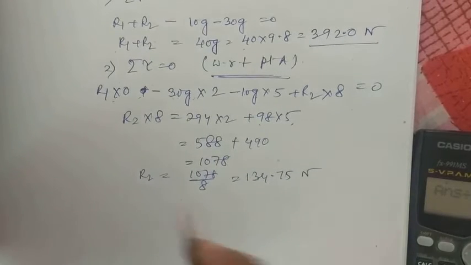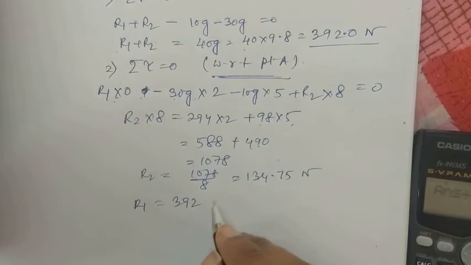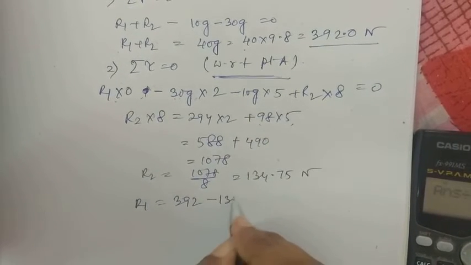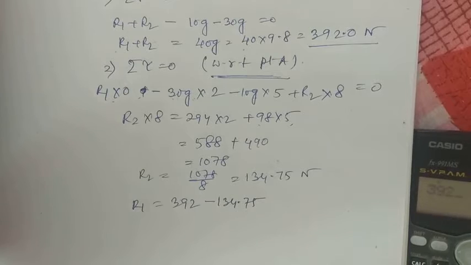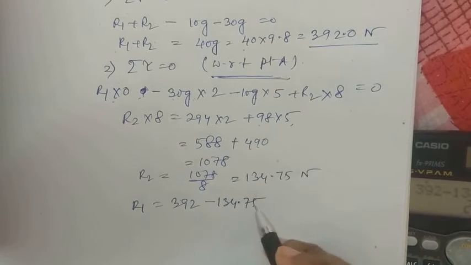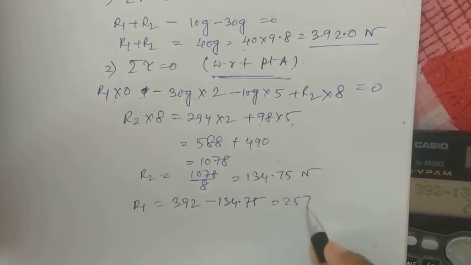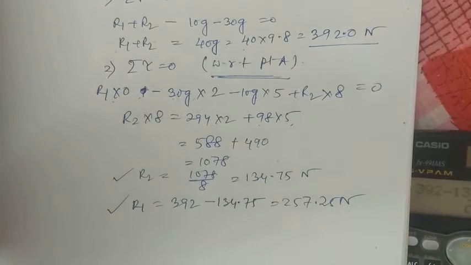134.75 newtons, and R1 must be equal to 392. The sum of the two forces was 392, minus 134.75, so 392 minus 134.75 becomes 257.25 newtons. So this is the value of R2, and this is the value of R1.